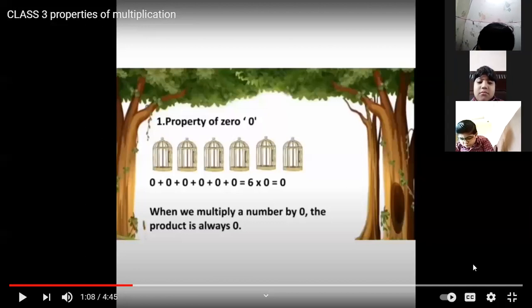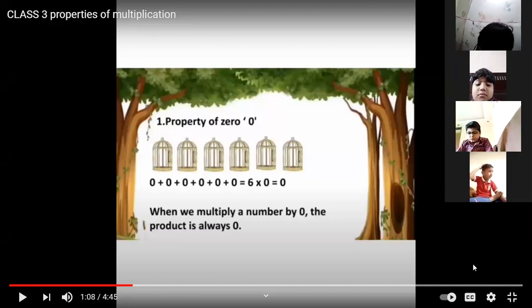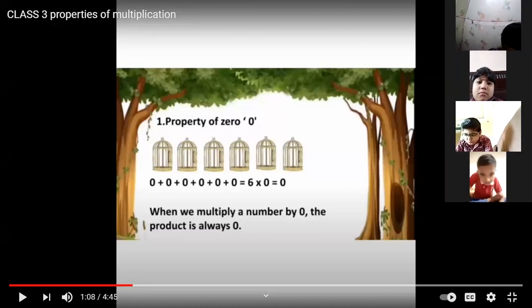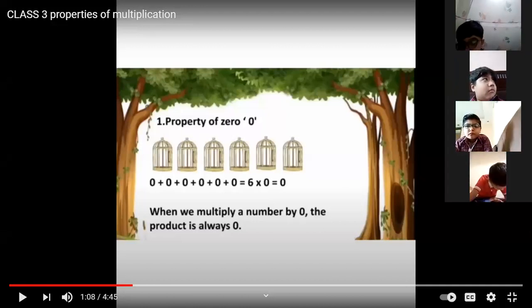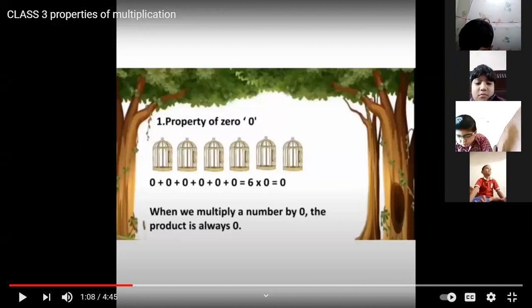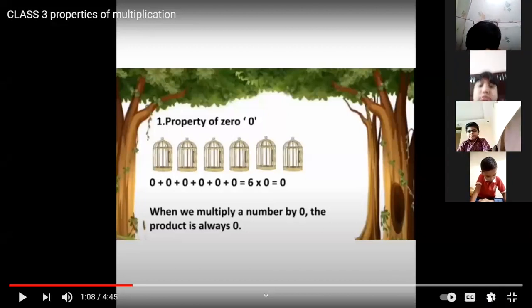And without permission, Parth has gone here. And beta, what we are going to do? We are just going to multiply 0 by 6. Your answer will be 0. So this says the property of 0: when we are going to multiply any number by 0, our answer will be definitely 0.